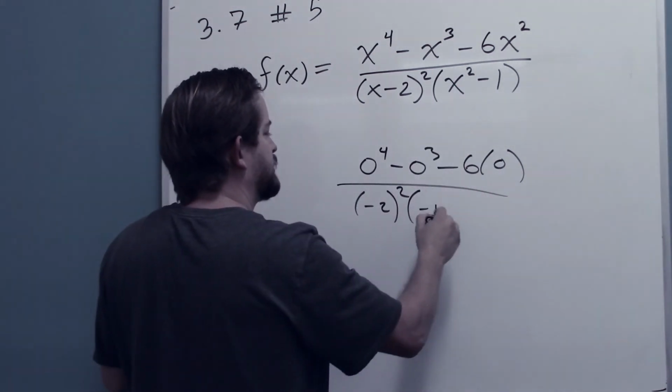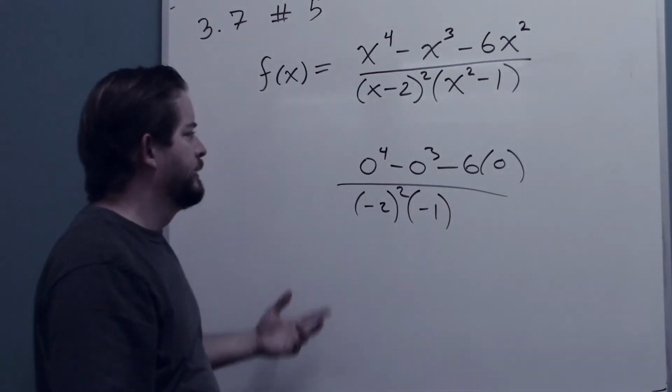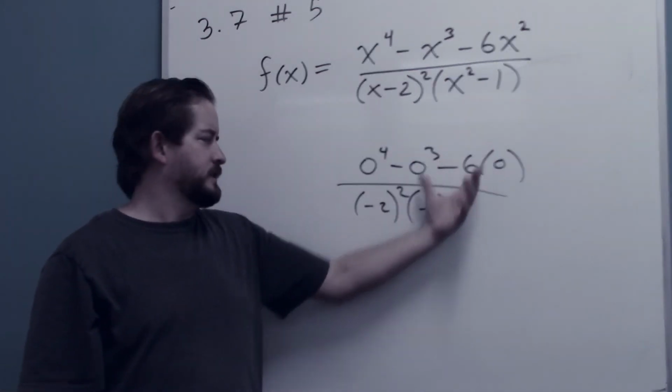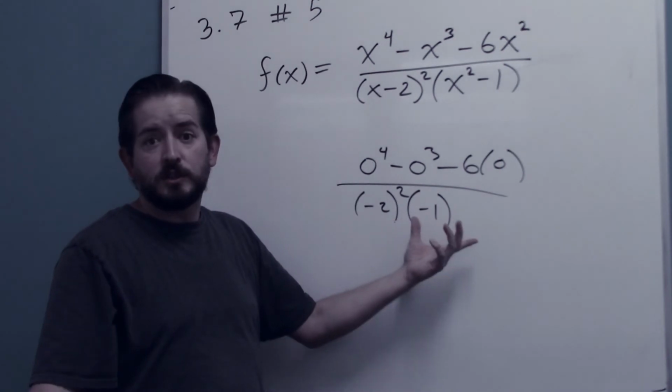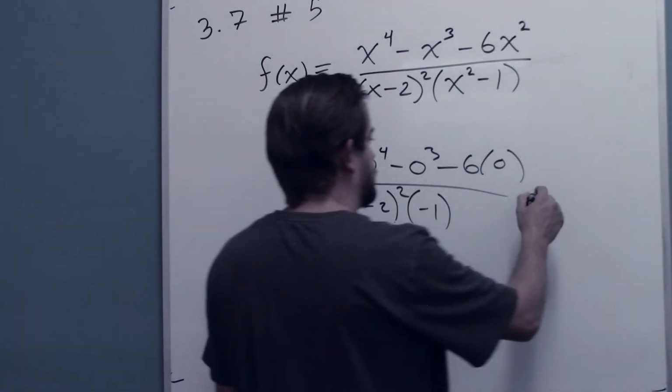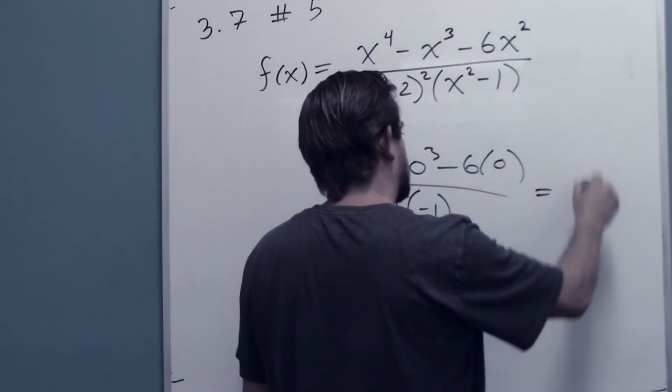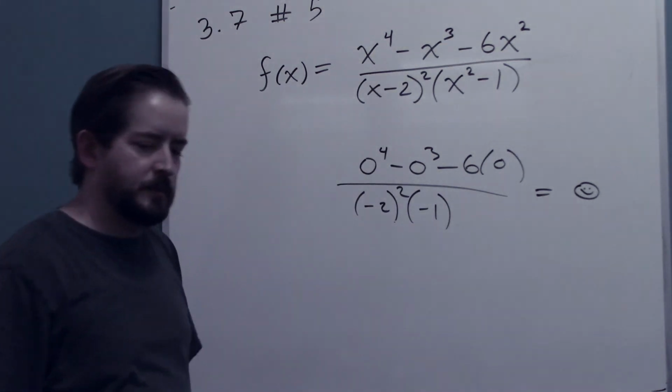0 minus 1 is just minus 1, right? But the top is 0, so it's just 0 over not 0, so it's just 0. And therefore the y-intercept is 0, 0.